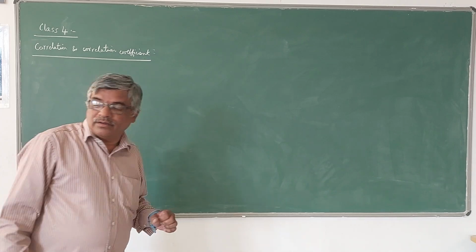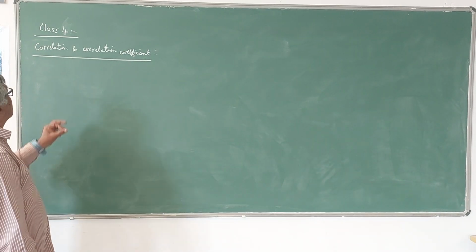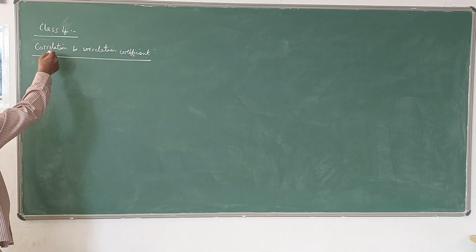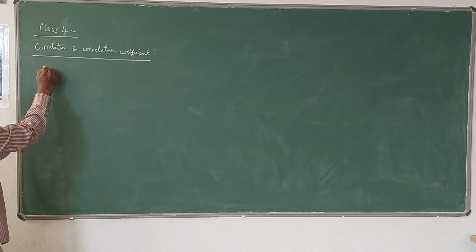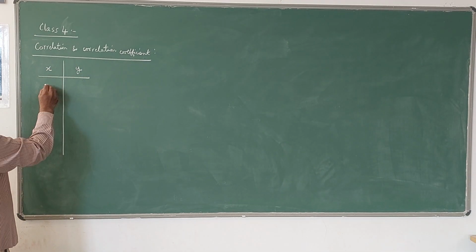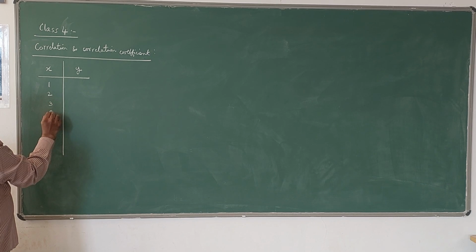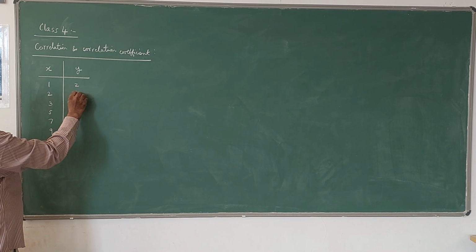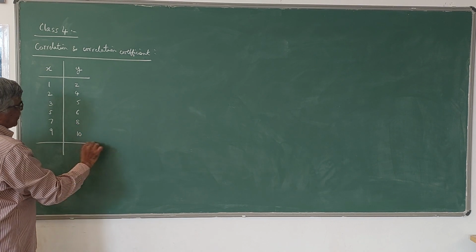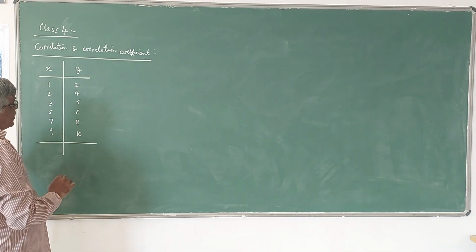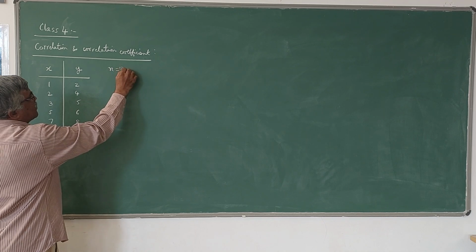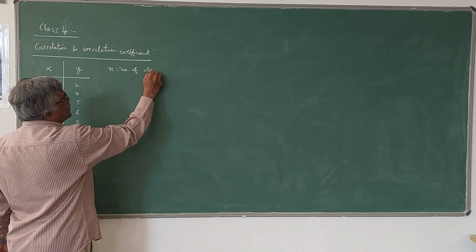In this class, we will discuss another topic of statistics, correlation and correlation coefficient. So first we will see what we mean by correlation. Suppose you have two variables x and y with some random values or discrete values, something like this. So here both x and y have some random, discrete values given. So the number of observations is taken as n. N is the number of sets of data observations.